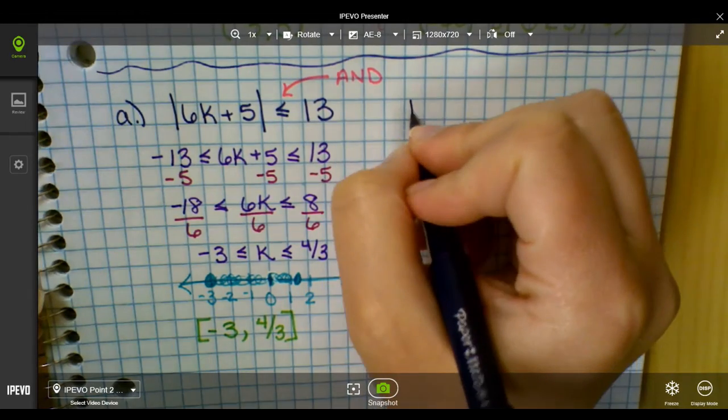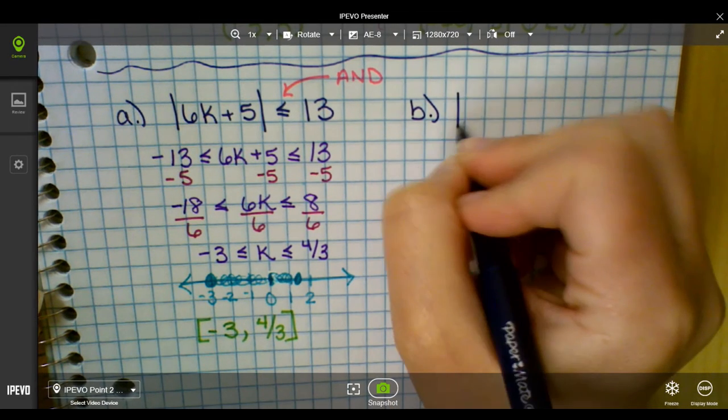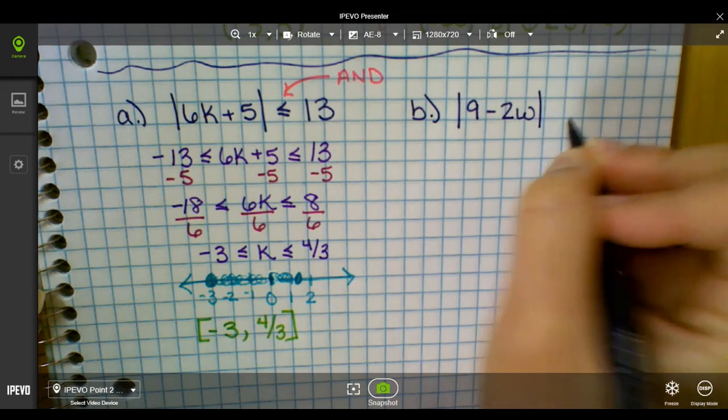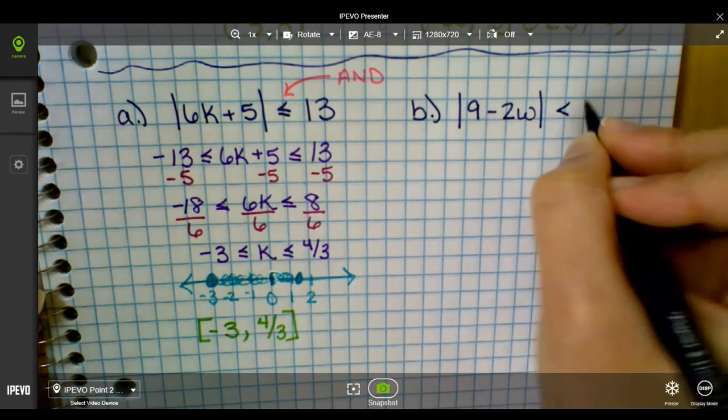Okay, let's not waste any more time. Let's go on to part B. This one, the absolute value of 9 minus 2w is less than 3.